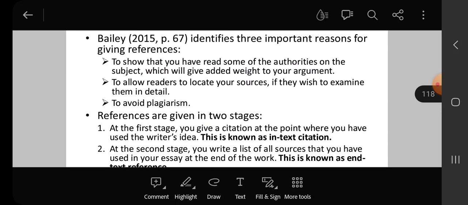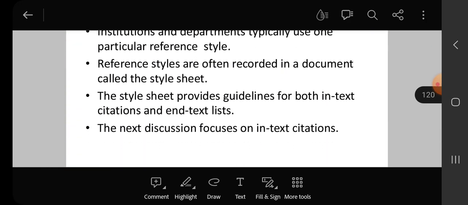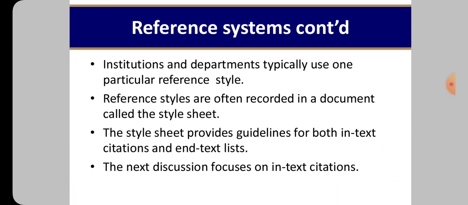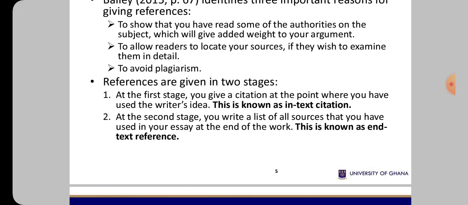So it says that at this stage you give a citation at the point where you have used the writer's idea. So this is the in-text. The in-text means the citation that you do whilst the work is in progress. You give all the citations in your work.